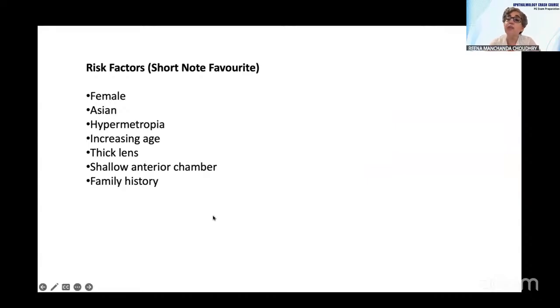Now, who are the eyes that are prone to angle closure disease? Sometimes they also ask you in your OSCE or something, risk factors. And I think it's very important to remember that women are more prone to angle closure disease, Asians, hypermetropic eyes. Increasing age itself makes you prone to angle closure disease because the lens keeps increasing in thickness, thick lens by itself, shallow anterior chamber eyes, and a family history.